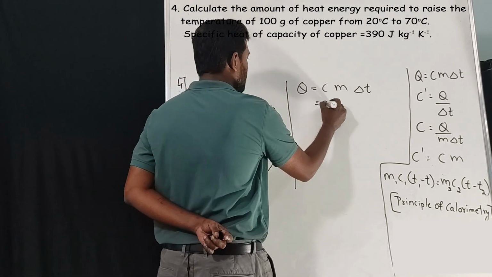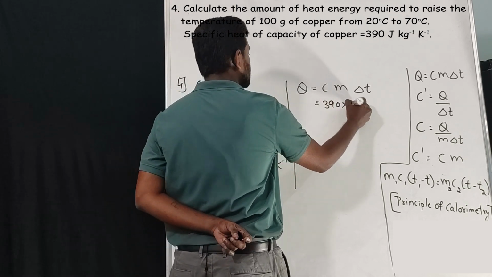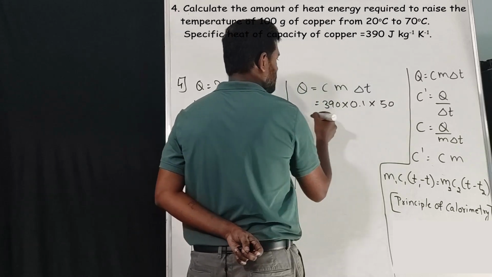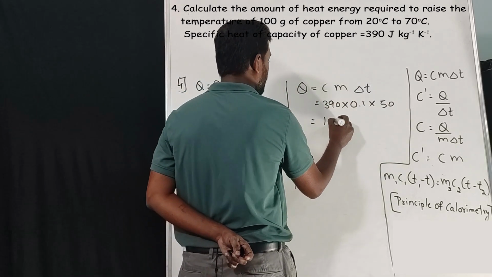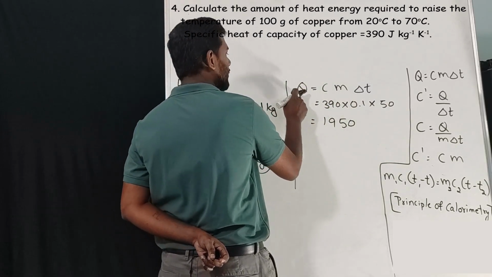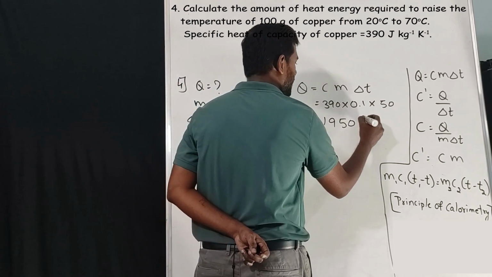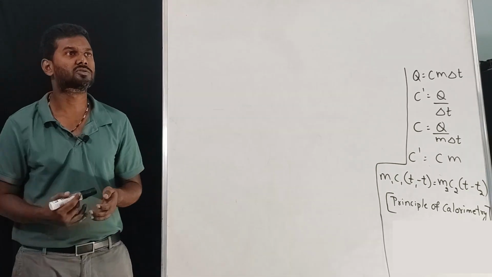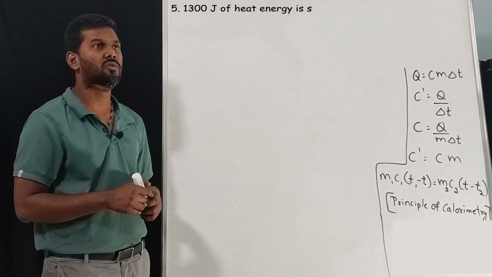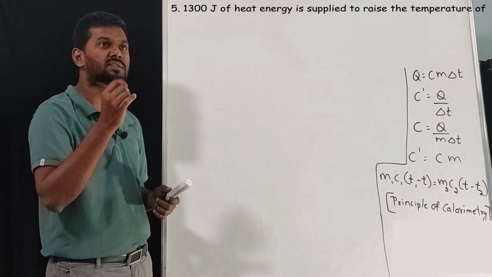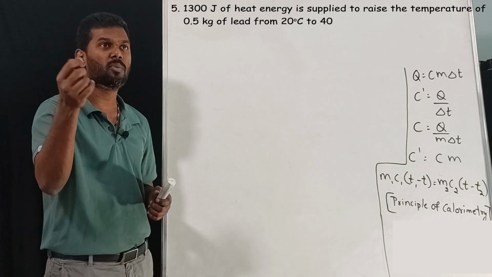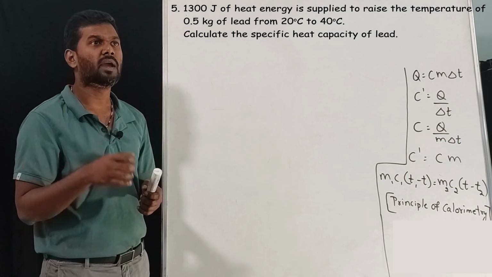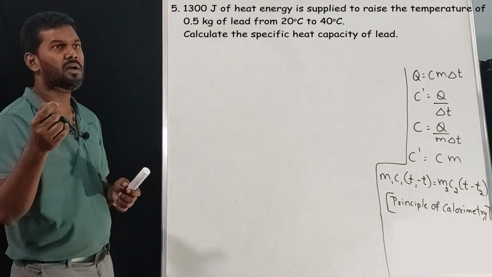C is given as 390, mass is 0.1, and delta T is 50. So if you multiply all these things, we will get 1950. What are we finding? Q is nothing but heat energy. The unit of heat energy will be joules. That's it. Our next question: 1300 joules of heat energy is supplied to raise the temperature of 0.5 kg of lead from 20 degrees Celsius to 40 degrees. Calculate the specific heat capacity of the lead.